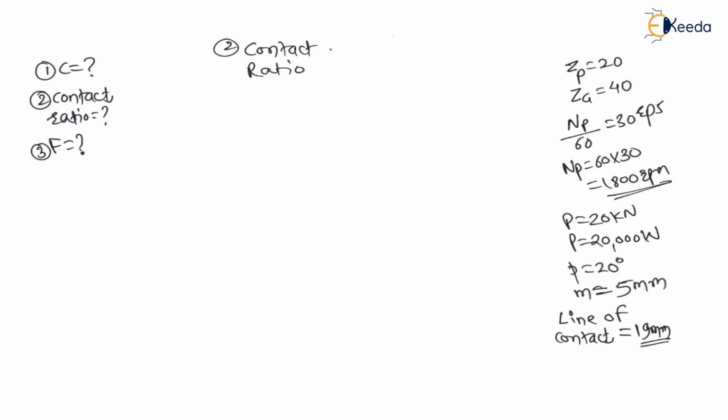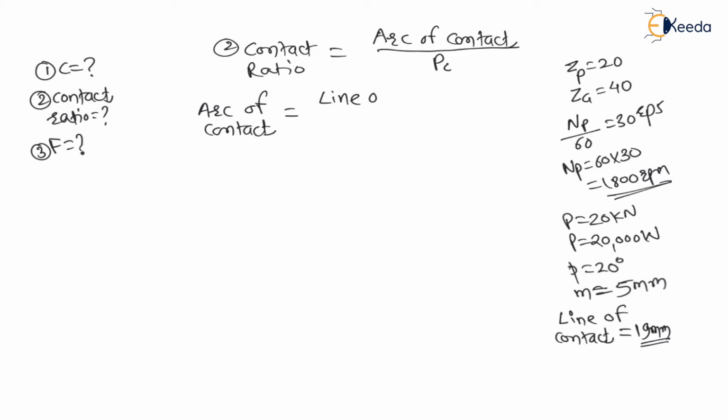The formula for this contact ratio is arc of contact divided by circular pitch, that is Pc. Therefore, first of all, we need to calculate arc of contact and circular pitch. Let us find arc of contact. The formula for arc of contact is line of contact divided by cos phi.